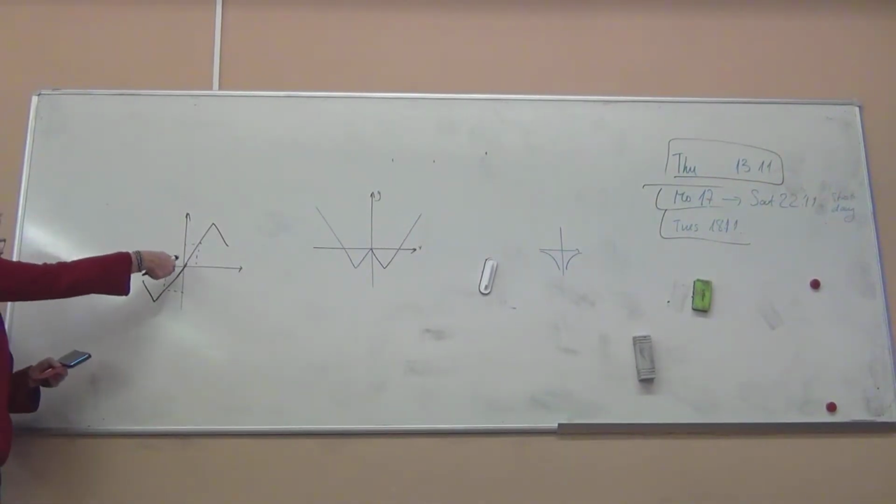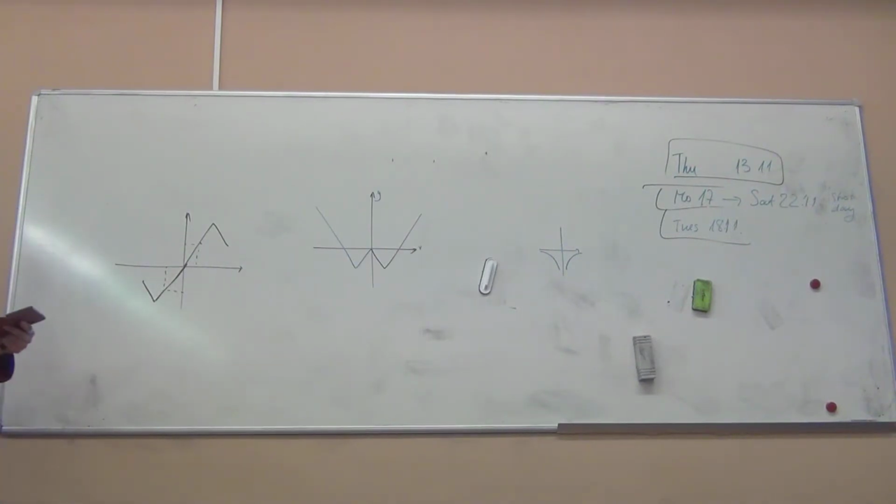You simply imagine, turn the graph 180 degrees around the origin, and you have the complete graph of the odd function.